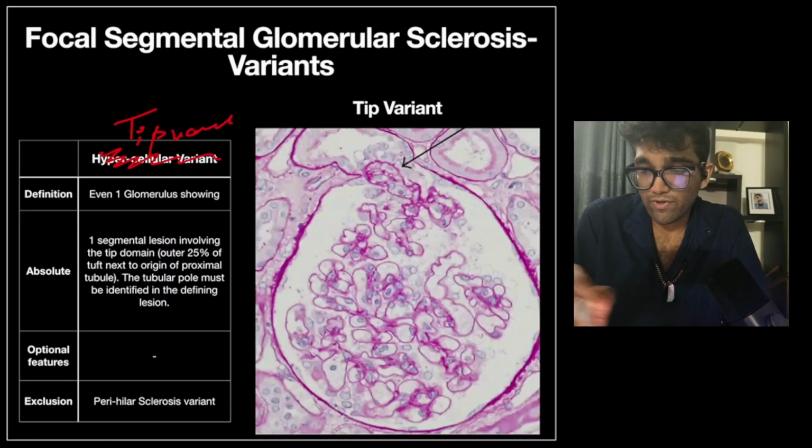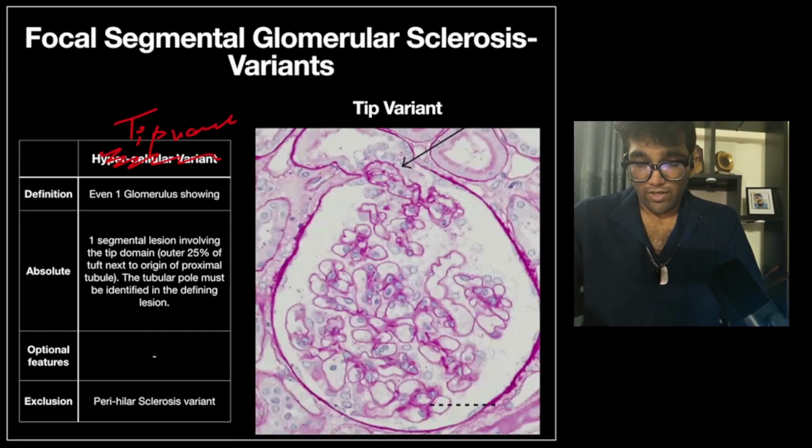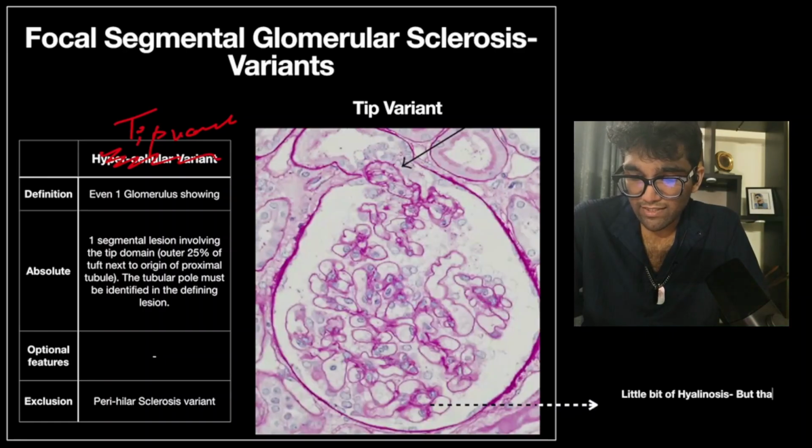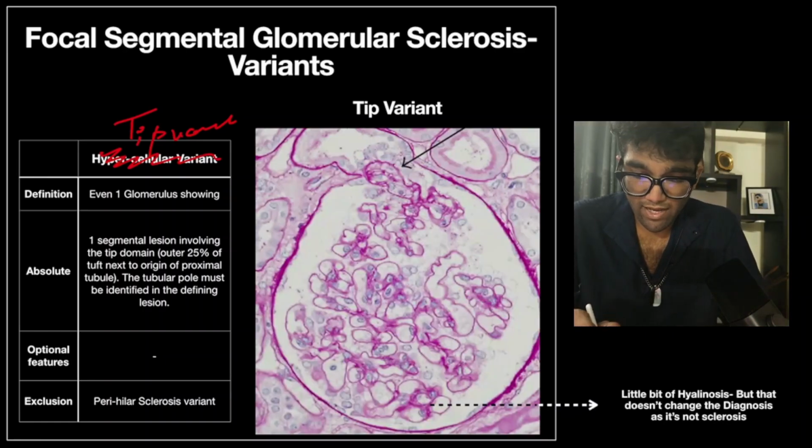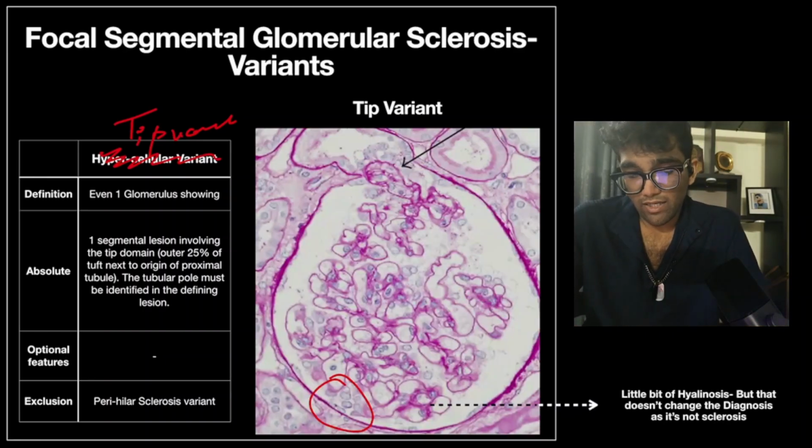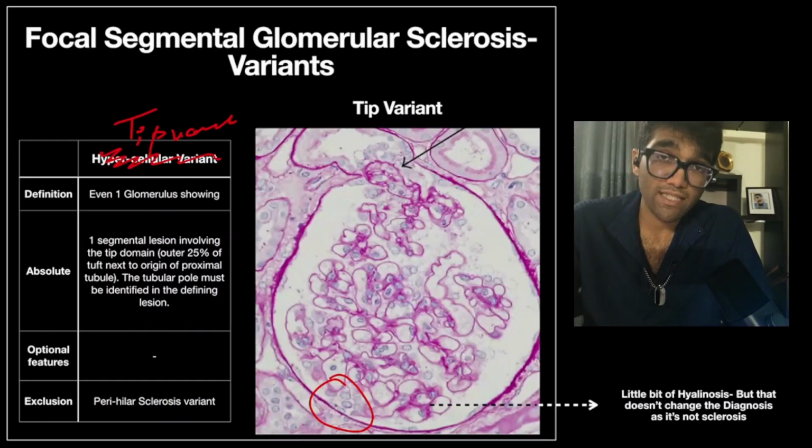Okay, this is the tip variant. You can also see that there's a little bit of hyalinosis at the hilum. So this is the hilum, but again, this is not sclerosis. So this is still the tip variant.